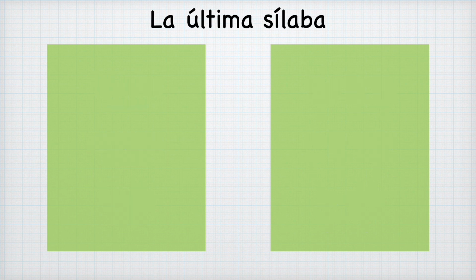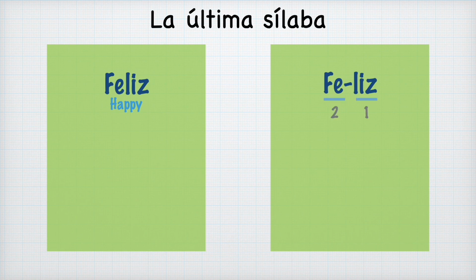All right, so at the beginning I said that for the most part the stress is on the last syllable. So for words that don't end in N, S, or a vowel, the stress will be on the last syllable, as in these words. Feliz. It means happy. It has 2 syllables. When I said the last syllable, I mean when we write it. So the stress is going to be on liz. Feliz. Otherwise, it would have been feliz. And that doesn't sound so good in Spanish.